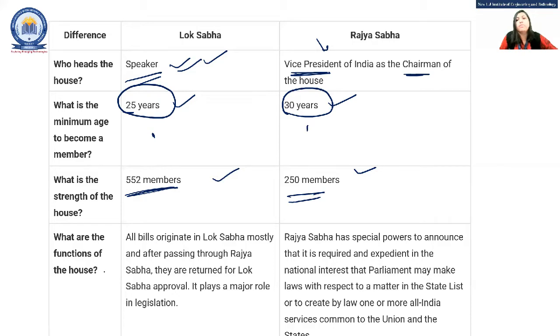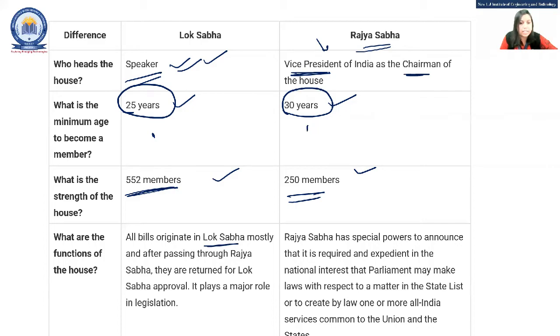Now, what is the function of this house? Whenever any bill is passed, it originates mostly in the Lok Sabha. Then this bill is passed to the Rajya Sabha for their review and suggestion, and whatever their answer is, it is returned after analysis to the Lok Sabha. Means Lok Sabha signs the thing, Rajya Sabha reviews it, and then Rajya Sabha signs it back.